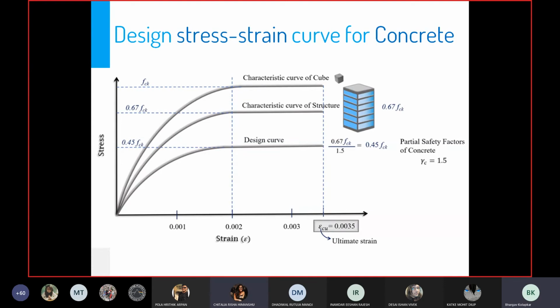Okay, first is that. Second is that in a compressive strength test, you are subjecting it to only compression.